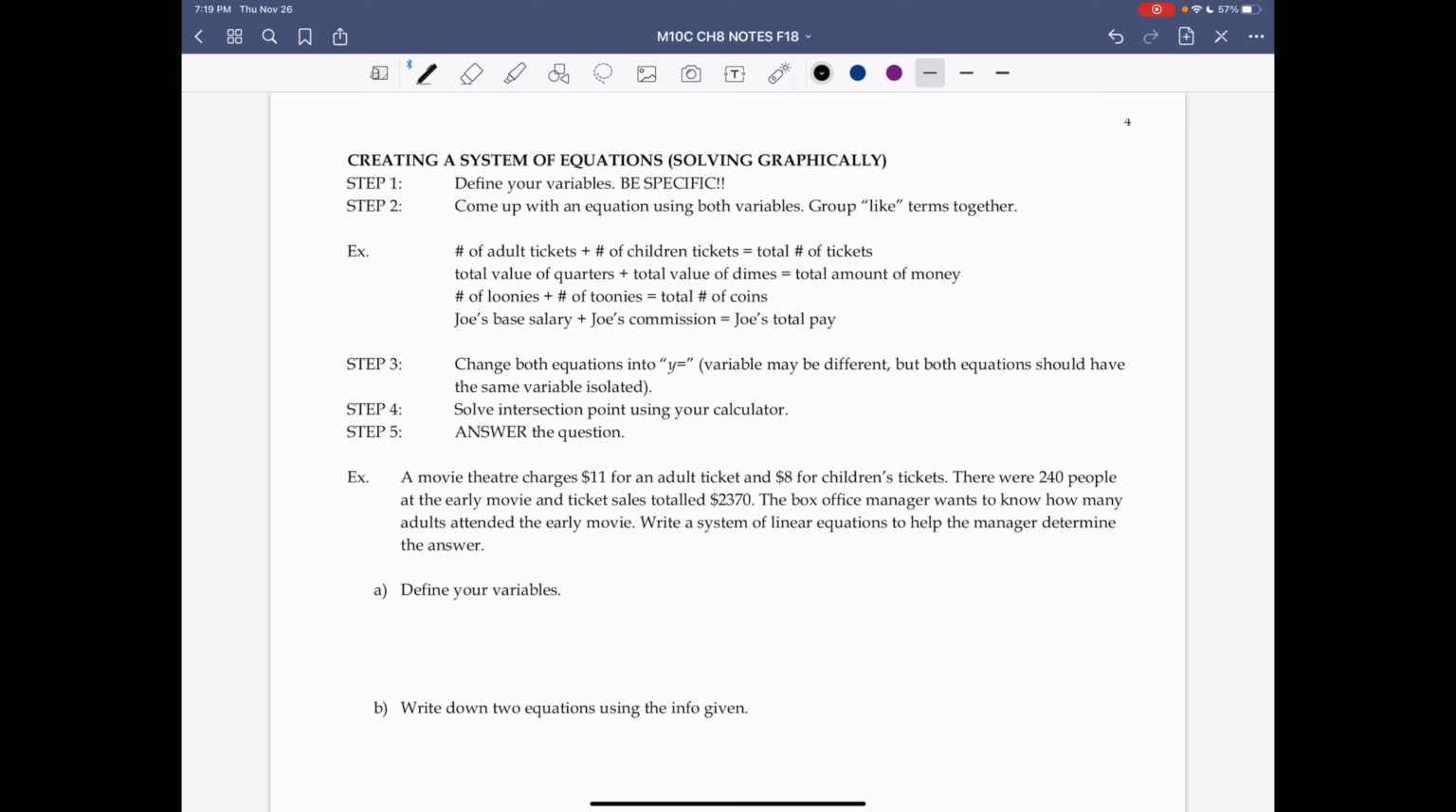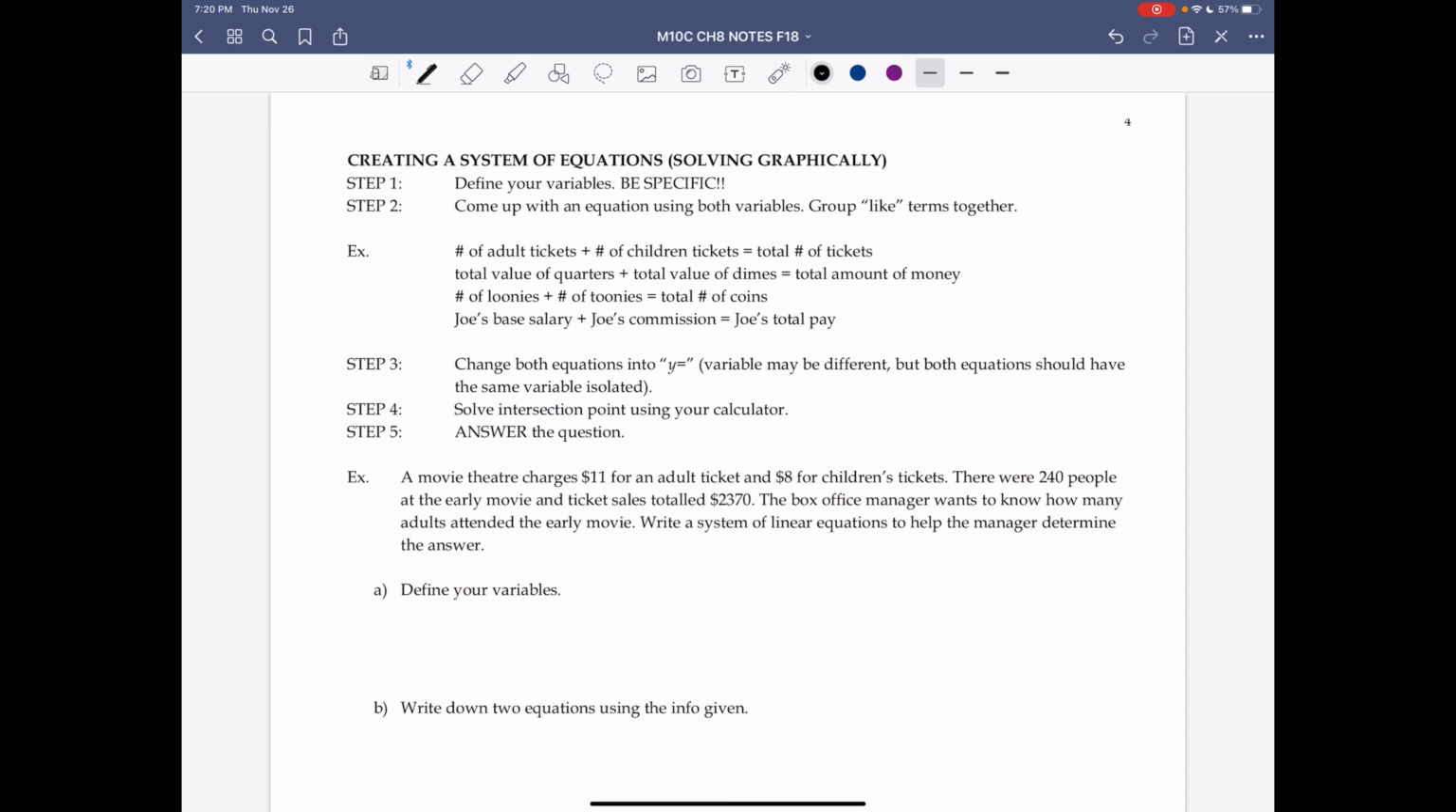Group like terms together. Example: number of adult tickets plus number of children tickets equals total number of tickets, or total value of quarters plus total value of dimes equals total amount of money, or number of loonies plus number of toonies equals total number of coins, or Joe's base salary plus Joe's commission equals Joe's total pay.